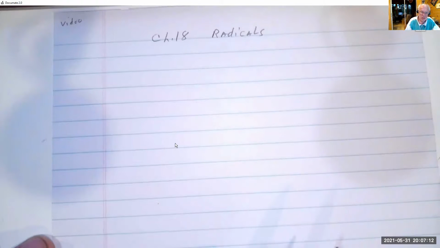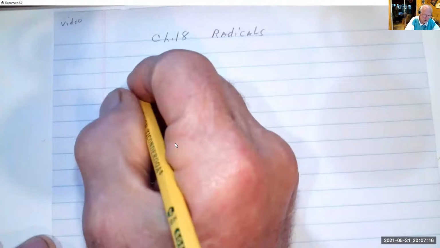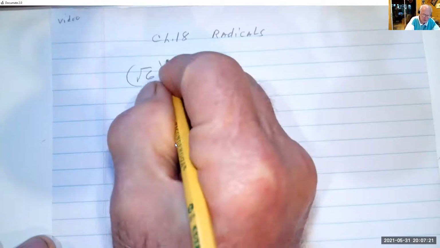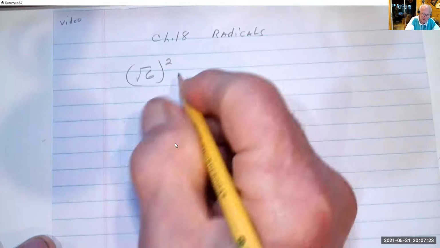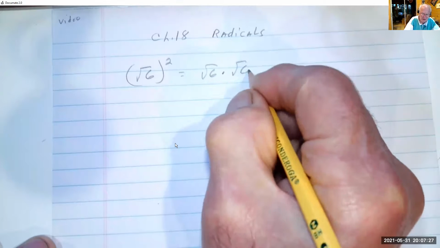Chapter 18 is working with radicals. Let's start off with the first problem, taking the square root of 6, and we want to square it. Remember what squaring means. Squaring means to repeat. So I'm going to take the square root of 6 and multiply it by itself.